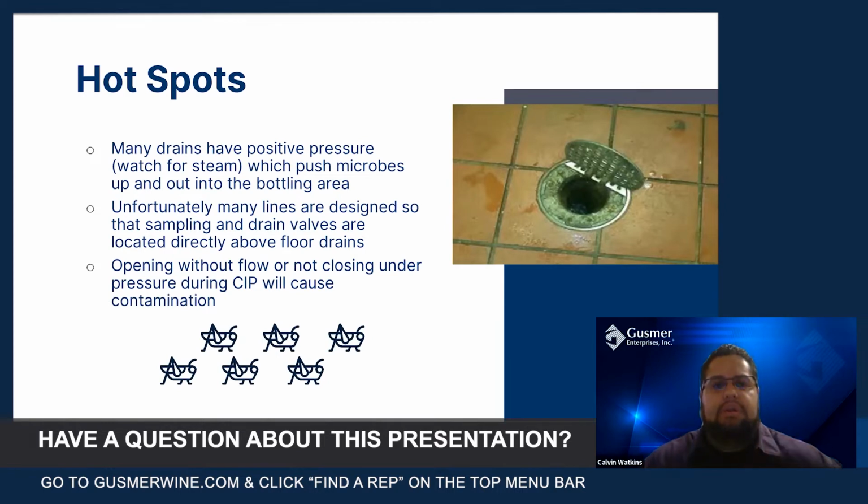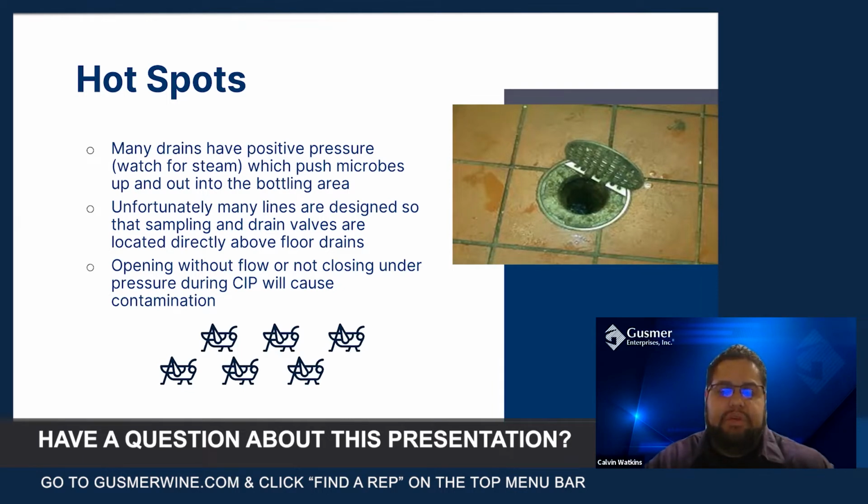So I just wanted to talk a little bit about hotspots or problem areas in the winery. The picture to the right, some of us might be familiar with, is a floor drain, and it's not the cleanest place in the winery. A lot of floor drains have positive pressure or steam that comes up, and can push micro up through the drain and back into the winery.